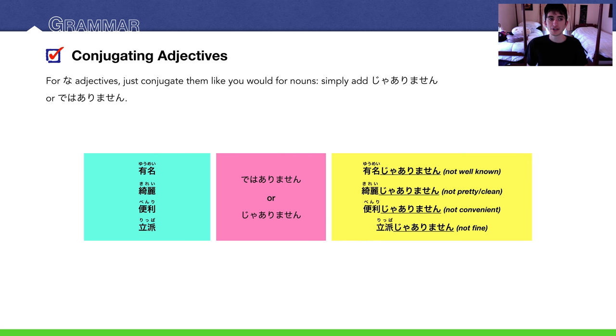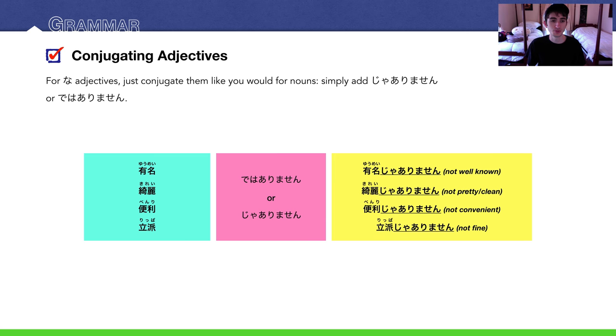Now let's talk about na adjectives. To conjugate na adjectives into their negative form, you just conjugate them as if they were nouns. For some reason, na adjectives tend to be closer to nouns grammatically, so you can just think of them as nouns in this case. To conjugate them negatively, just add dewa arimasen or ja arimasen after the noun itself.